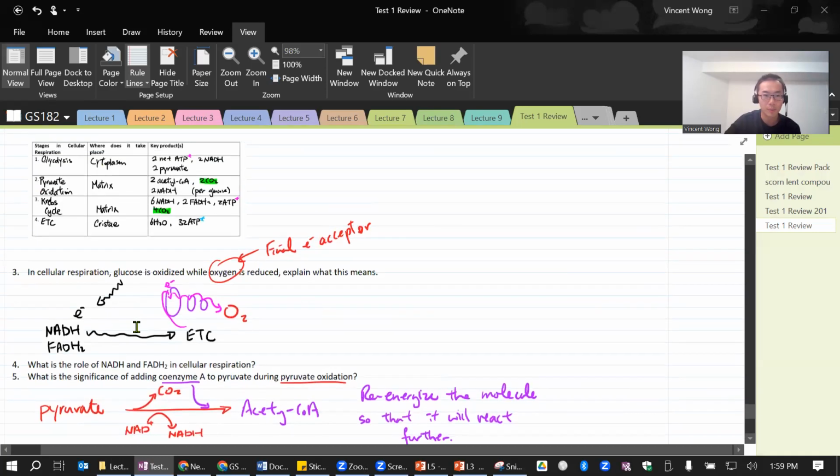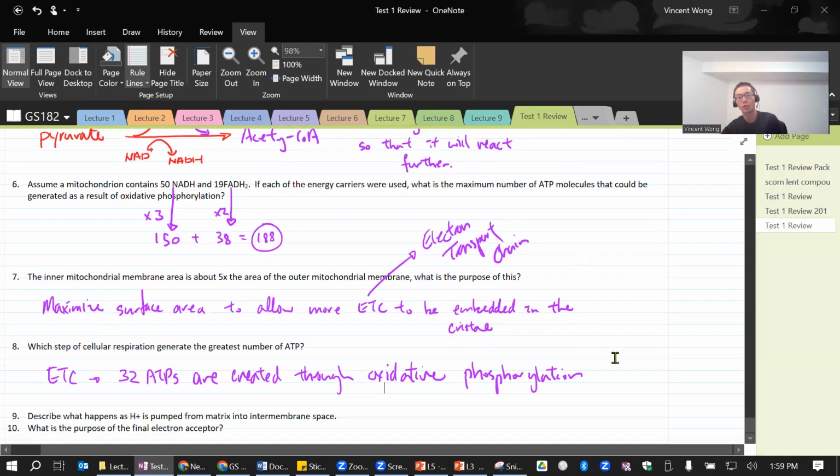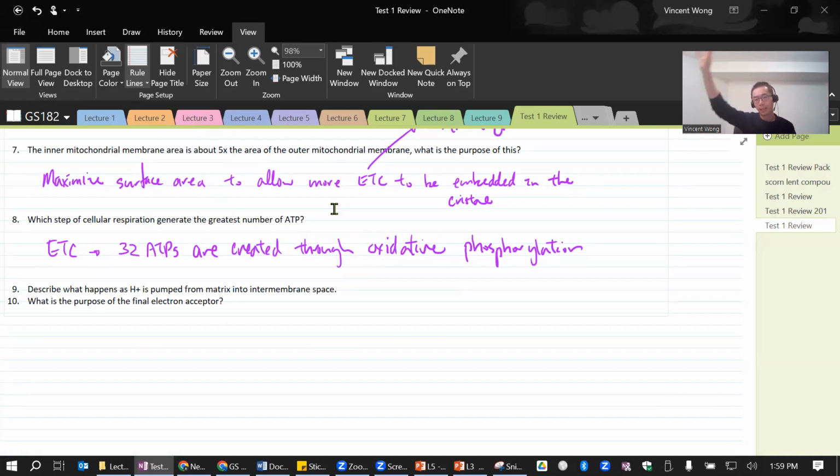Let me just scroll up a little bit to show you, right? Oh, 32 ATPs, right? These are from oxidative phosphorylation as opposed to substrate level phosphorylation, right? So in oxidative phosphorylation, we create a gradient and then they come back in through the turbine. Two steps to it, right?